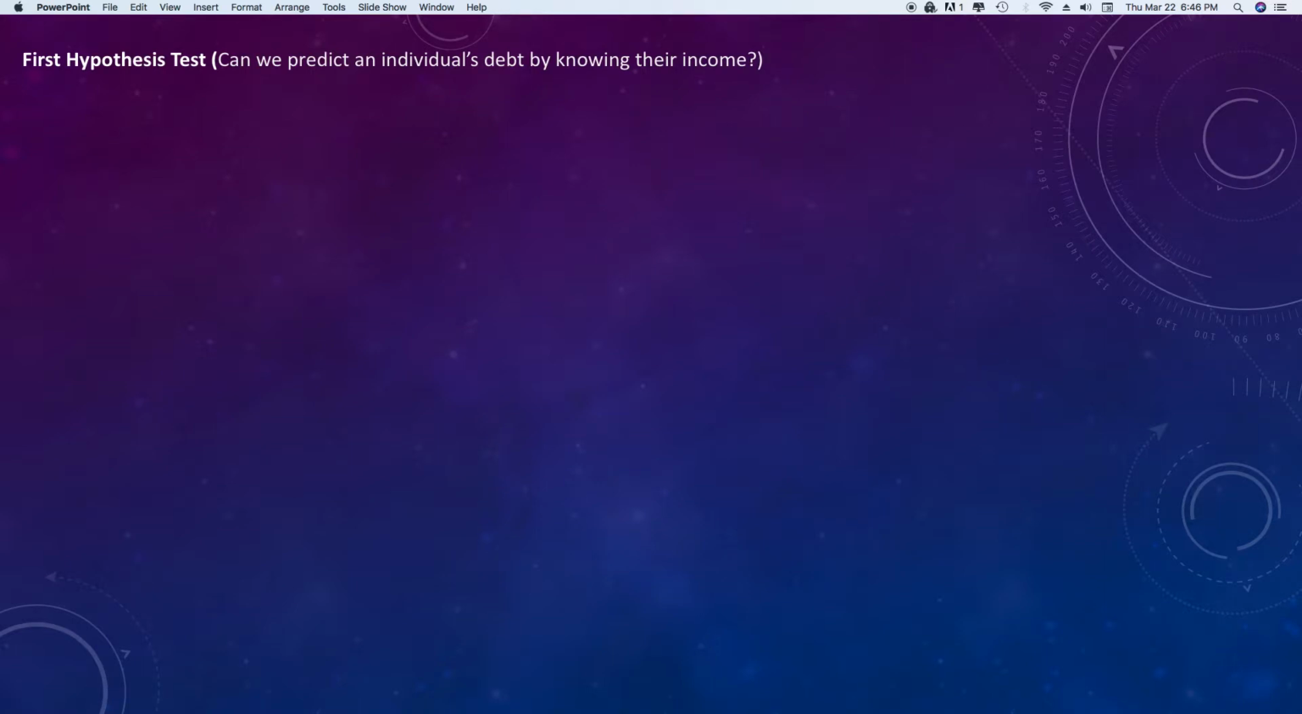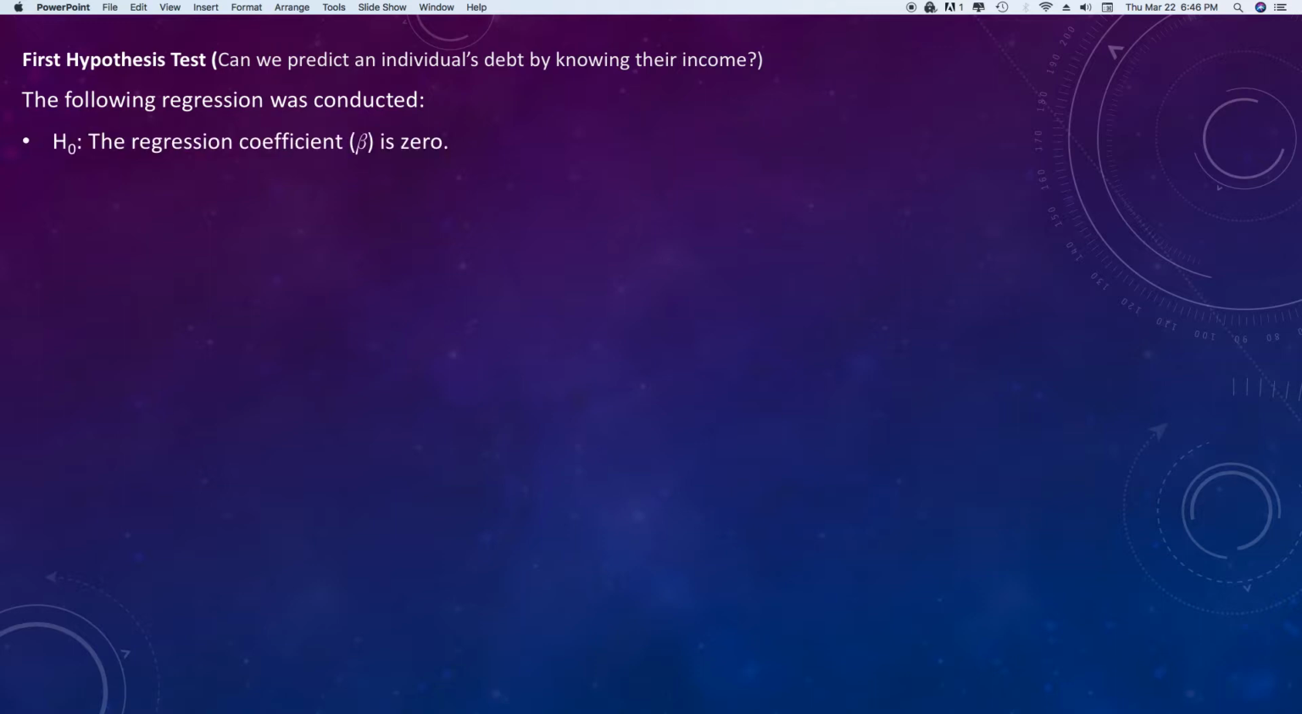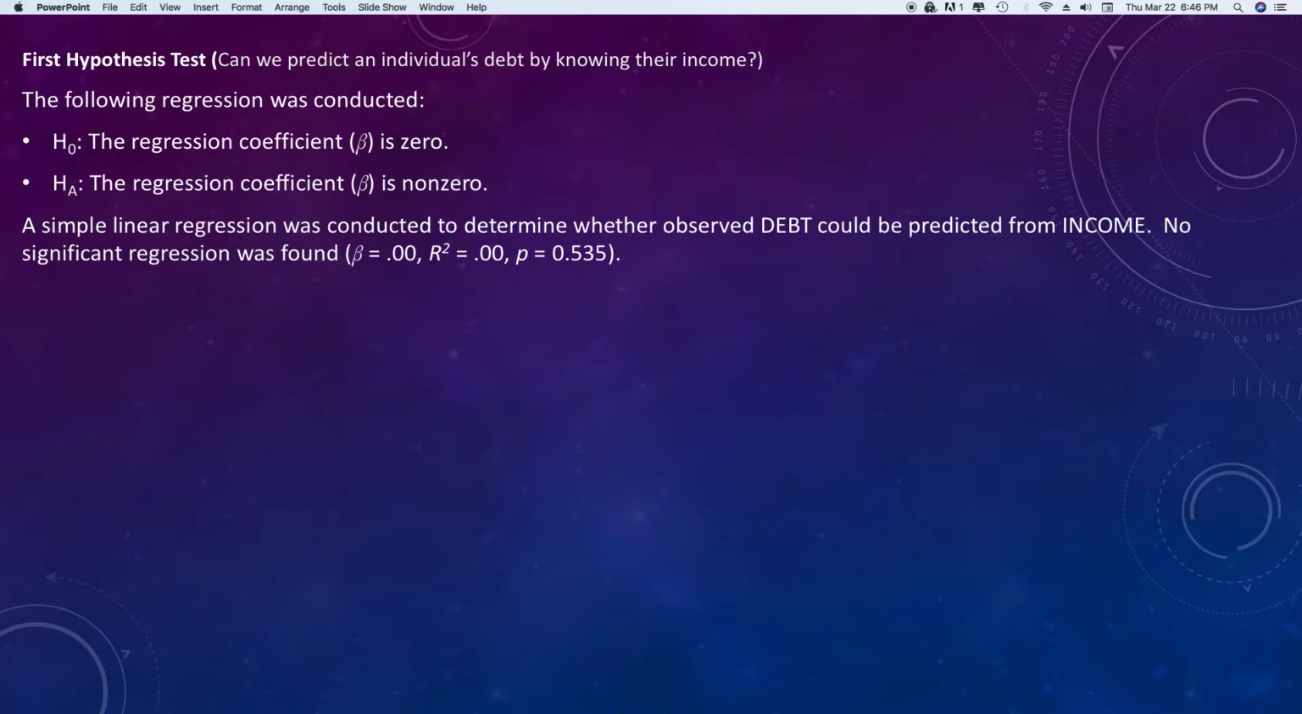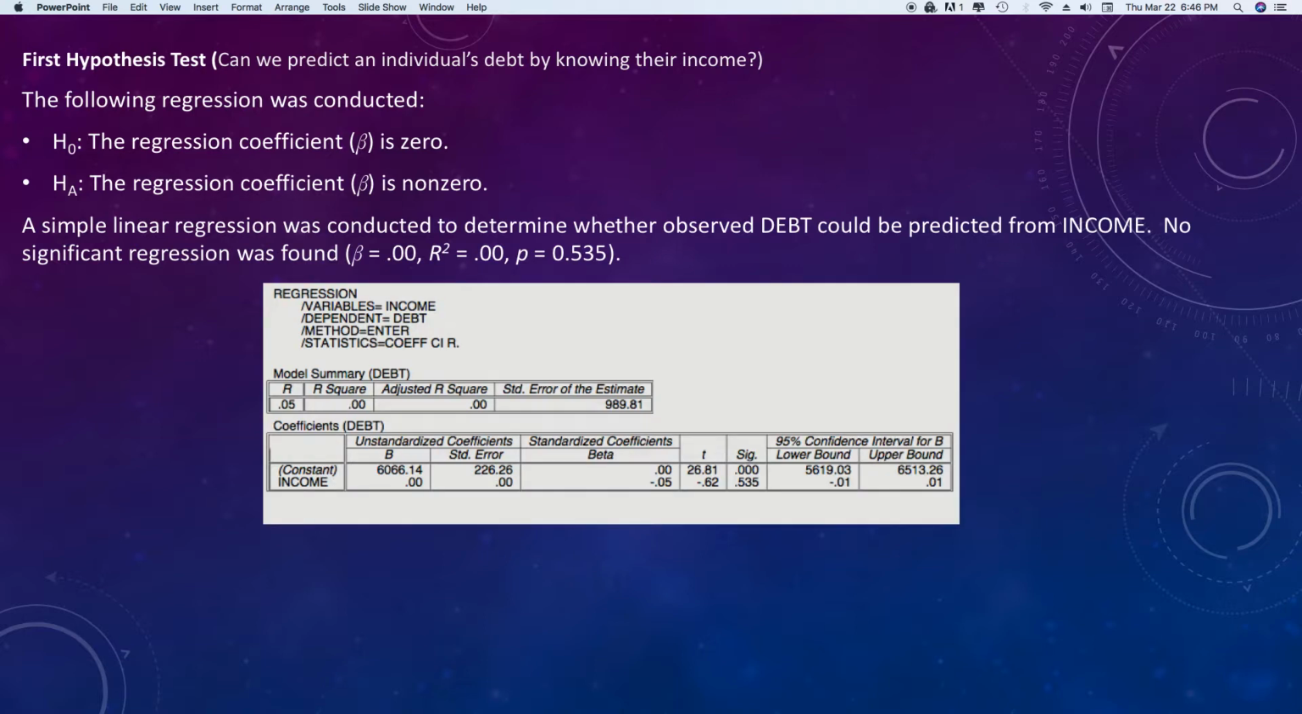So in our first hypothesis test, as stated, can we predict an individual's debt by knowing their income? So we're going to conduct a regression and state the following regression was conducted. Here's a null hypothesis. The regression coefficient, beta, is 0. Our alternative, the regression coefficient, or beta, is non-zero. And a simple linear regression was conducted to determine whether observed debt could be predicted from income. Here's the output, in which we found no significant regression.